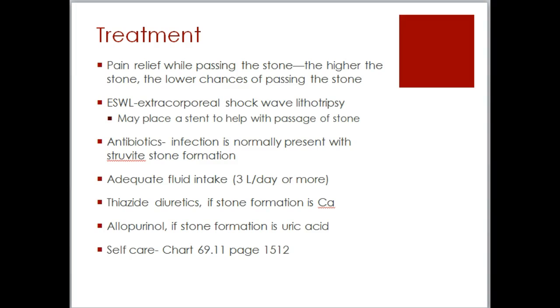Drug therapy just really depends on what the reason is. If they have hypercalciuria, which is high levels of calcium in the urine, we're going to give them thiazide diuretics to help lower the calcium level in the urine. And then depending on if they have uric acid stone formation, we're going to give allopurinol.